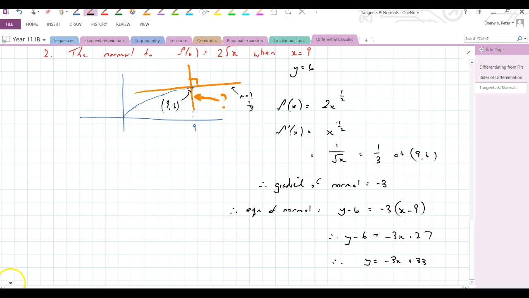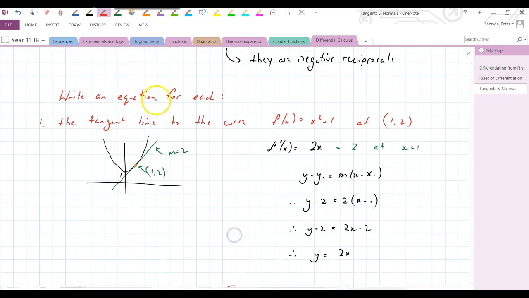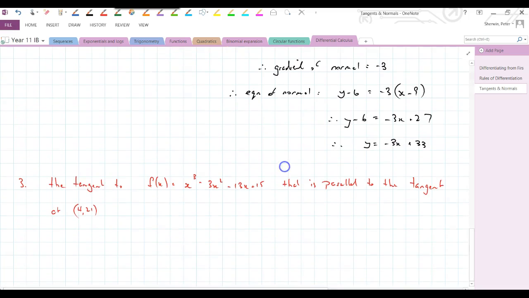Okay, just pause there for a moment. Right, we'll look at one more example, and this one is where we're trying to find the tangent. We want the equation of the line. Remember, we're doing an equation for each. So the equation of the tangent to this function here that is parallel to the tangent at (4, 21). So what's going on here? Parallel to the tangent at 4. Well, I need to find out about this tangent here, don't I?